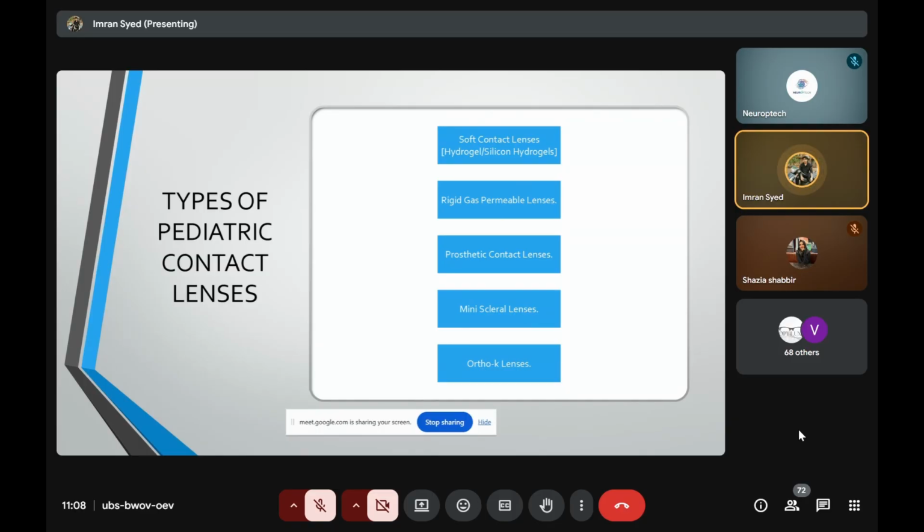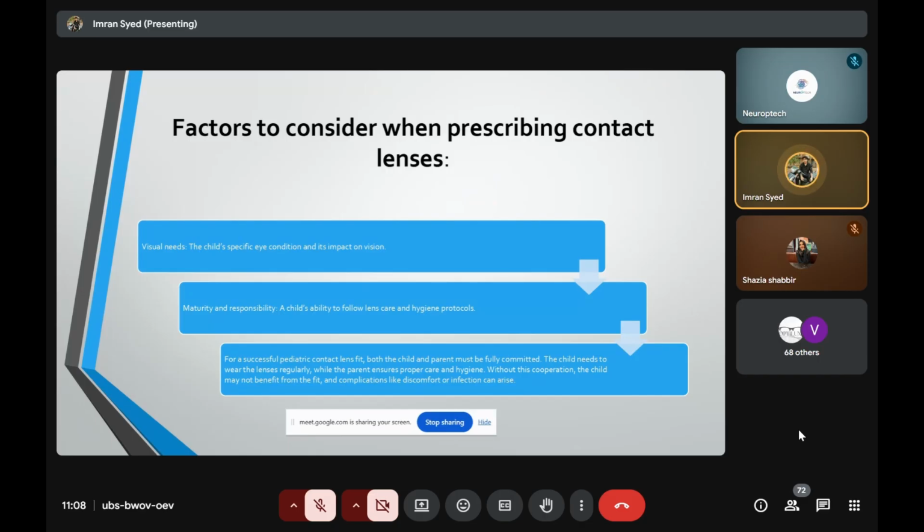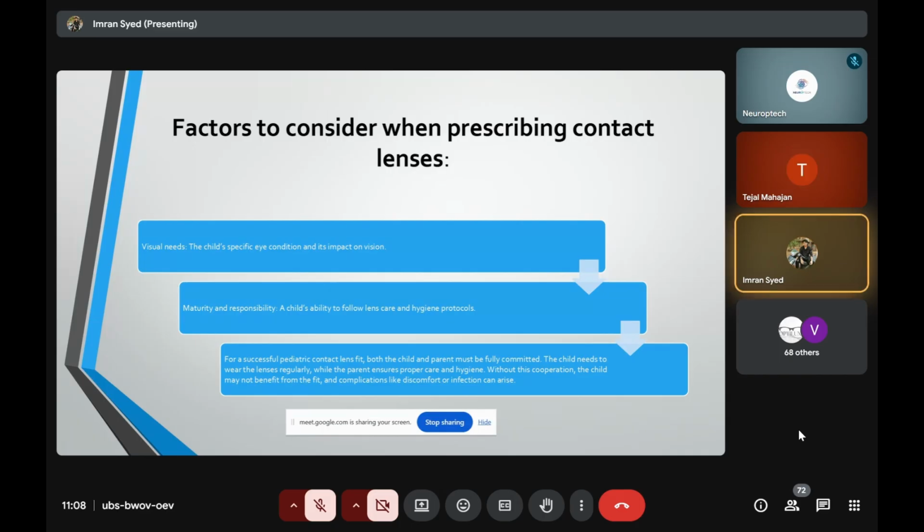But some modifications have to be done if you are prescribing for a child; we'll discuss them in the later slides. Okay. So what are the factors that you have to consider? The first is the visual need. As I said earlier, the child's specific condition is very important, rather than age. And maturity and responsibility. You have to see that the child can follow the lens care and the hygiene protocols.